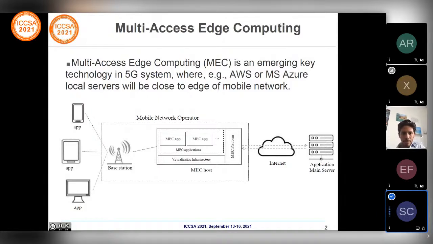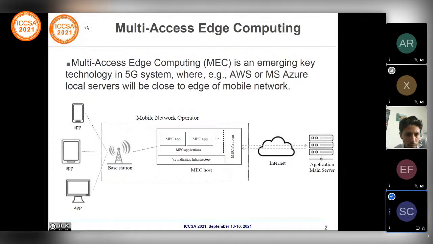It brings local servers to the edge of the mobile network. These local servers would be like Amazon AWS or Microsoft Azure, as examples. This way, the application servers come closer to the users, so with low latency, the quality of service increases a lot.